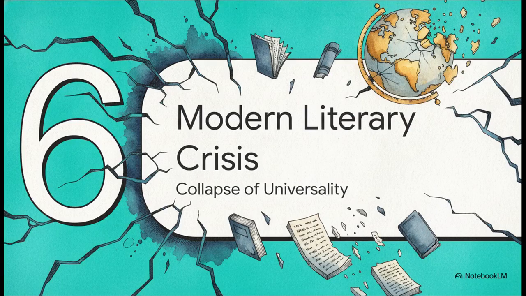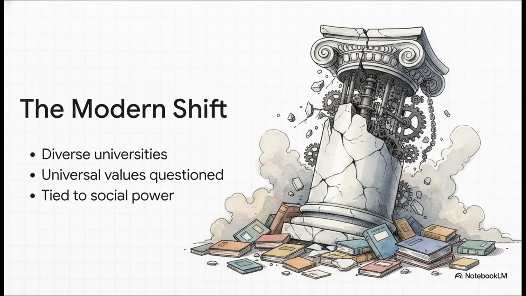Part 6. The Modern Literary Crisis. The Collapse of Universality. For decades, students were taught to encounter a literary text from a disinterested, universal viewpoint. The elite essentially thought they were reading from a neutral, almost godlike perspective, completely ignoring the fact that their views were deeply biased by their own wealth, race, and gender.